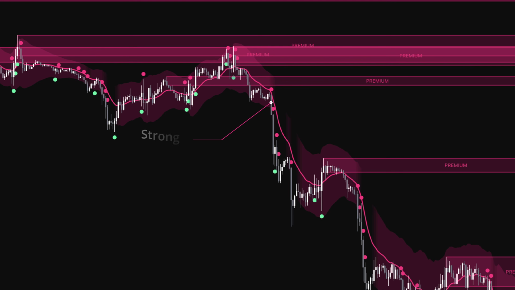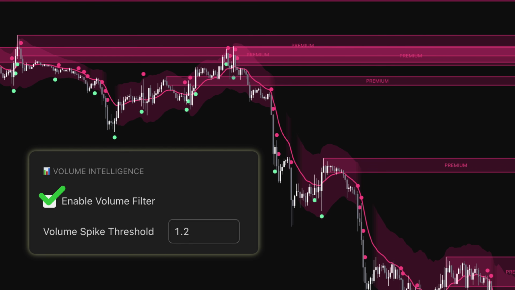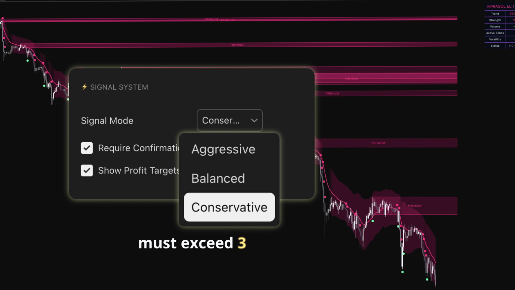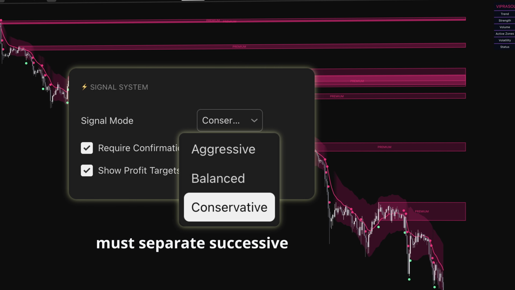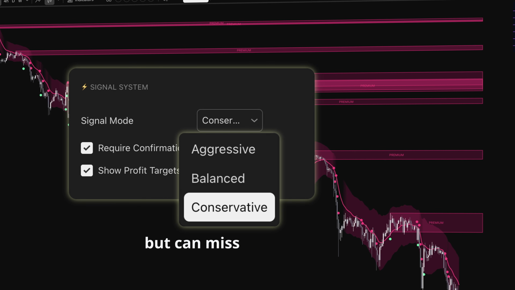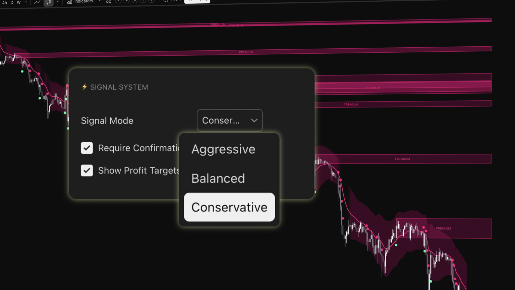Signals require zone rejection with a strong candle body, confirmed trend state, optional volume filter, and a minimum bar gap between signals. In conservative mode, the trend counter must exceed 3 and 12 bars must separate successive signals, which reduces noise in trending environments, but can miss fast reversals entirely.